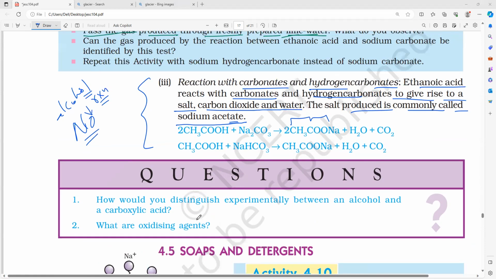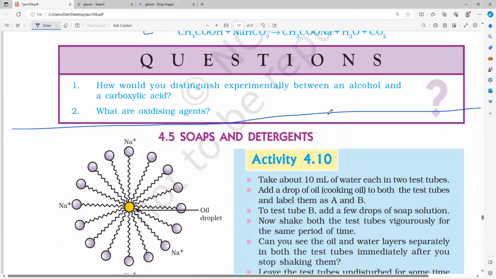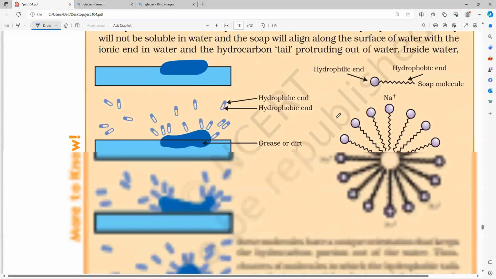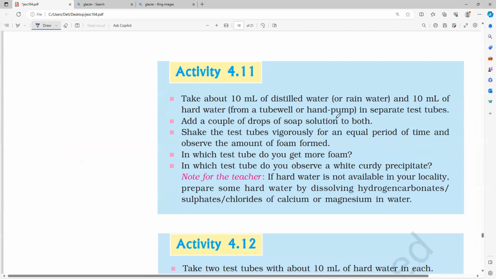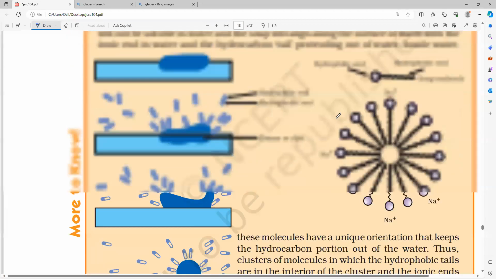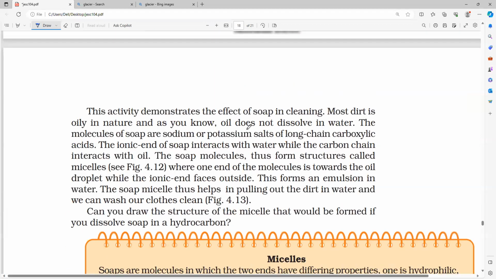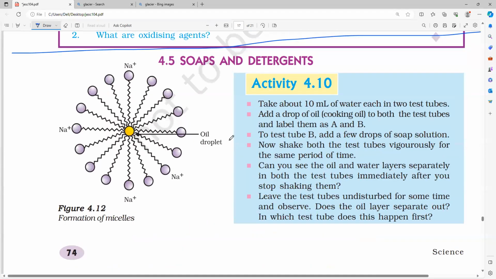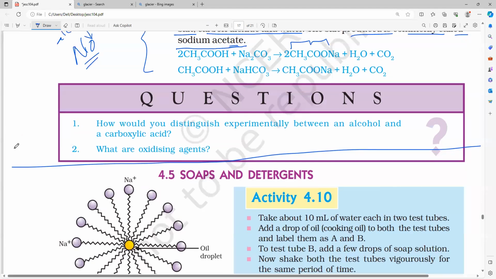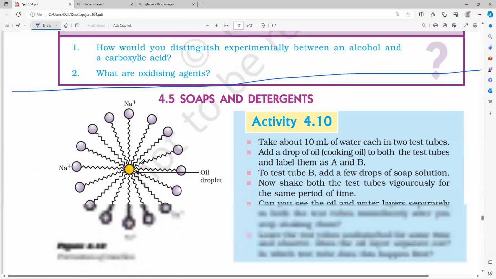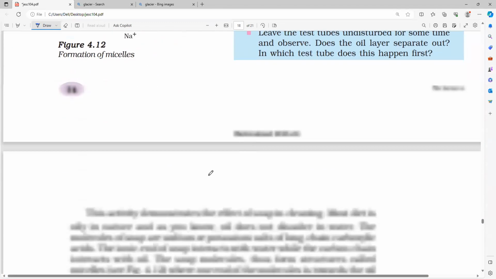So very, very important. Up to here you have all learned. Then we will leave soaps and detergents for now. Today in the offline class we are going to practice only this. Then we will study soaps and detergents. Soaps and detergents are also extremely important. We will discuss that in the coming classes, whenever time permits. But up to here, about 95 to 97% is completed. Now only soaps and detergents remain.